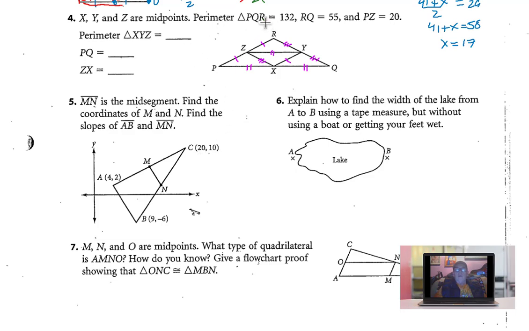So let's look. It says that the perimeter is 132, which means all the way around is 132. RQ is 55. So this part here is 55.